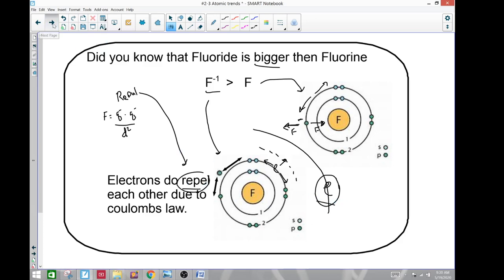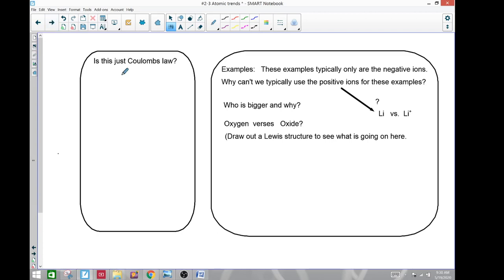All right. So, is this just Coulomb's law? Well, the answer is yes, maybe. Again, you need to decide, am I just adding electrons on so they slightly repel out a little bit, making them slightly bigger? Or am I adding an entire energy level on, making it a lot bigger? These examples are typically ones involving negative ions.